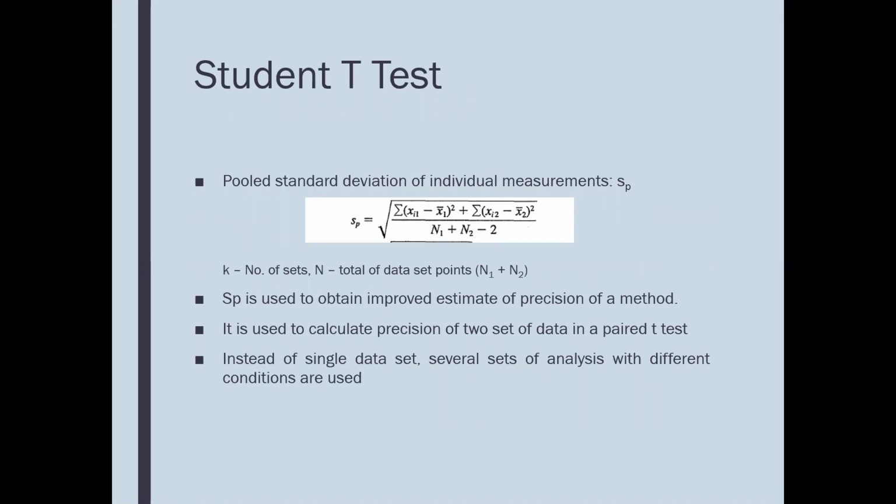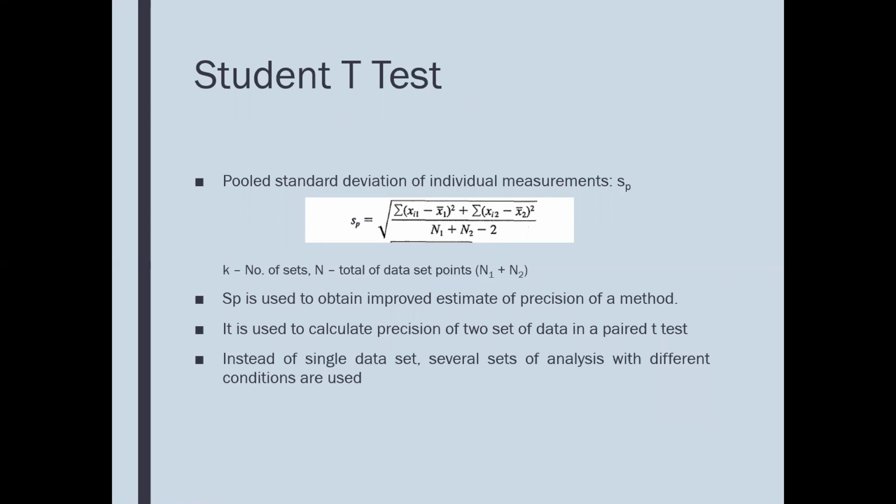We are going to introduce another term, which is pooled standard deviation. As it shows, now the square root of n upon s will be replaced by the square root of n, which is going to combine the two, n1 and n2, upon sp. Now sp stands for pooled standard deviation of the individual measurement, where n stands for total data set points, that is n1 plus n2. Remember one thing here, the degree of freedom now will be n1 plus n2 minus 2.